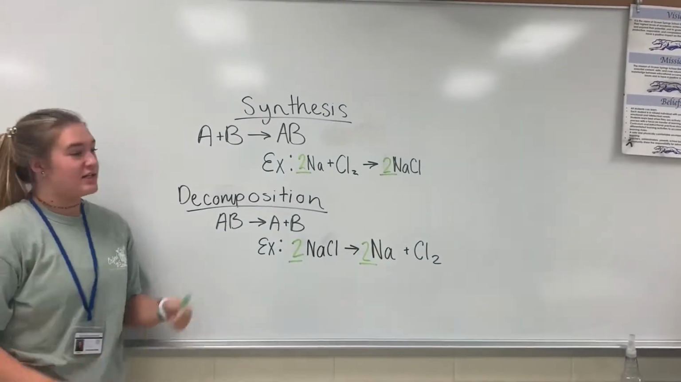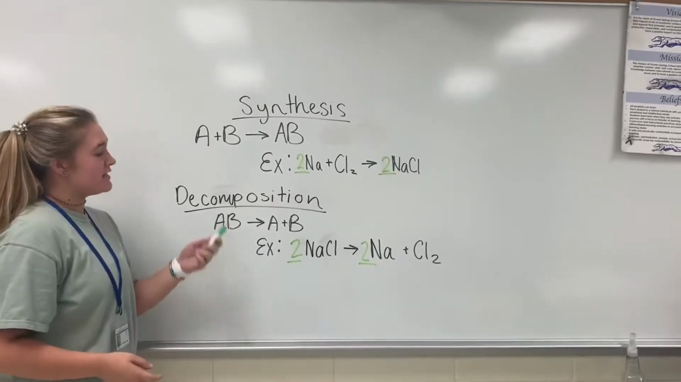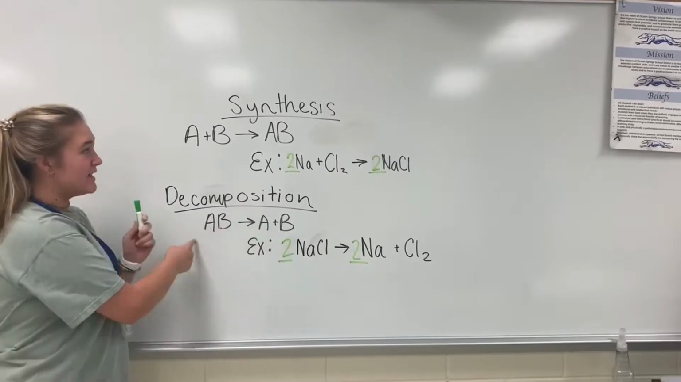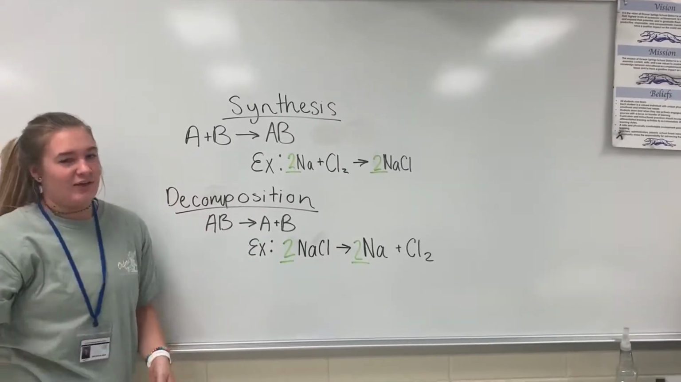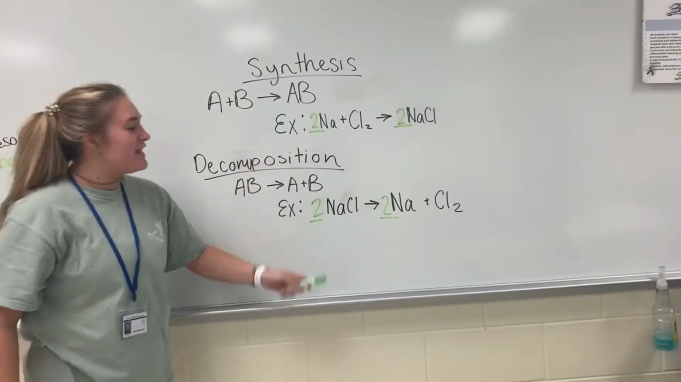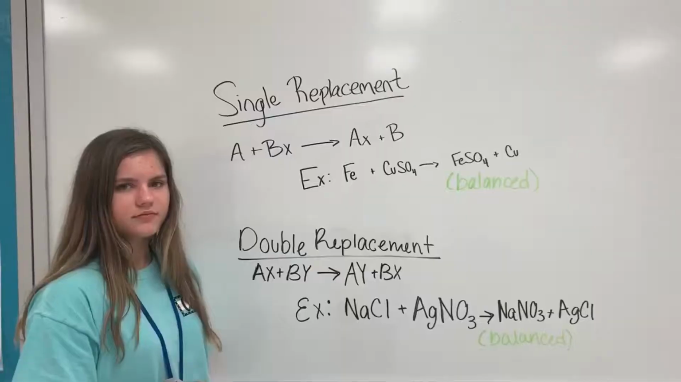Another type of reaction is decomposition. This is basically just the opposite of synthesis. So the formula is AB yields A plus B. See how they're related? Yeah, you get it. So an example is the opposite equation, 2 NaCl yields 2 Na plus Cl2.